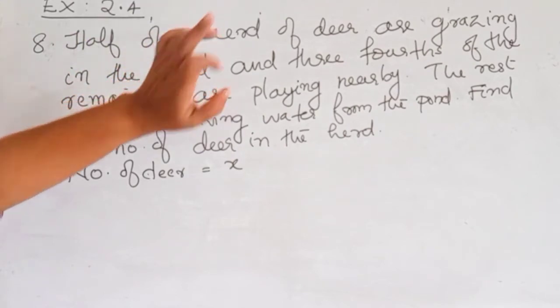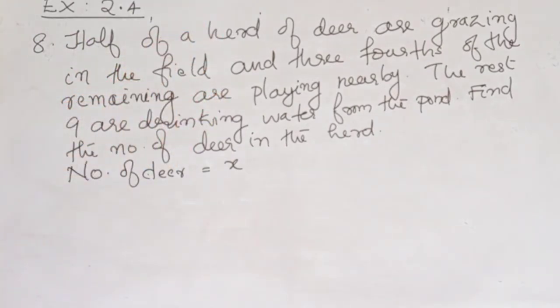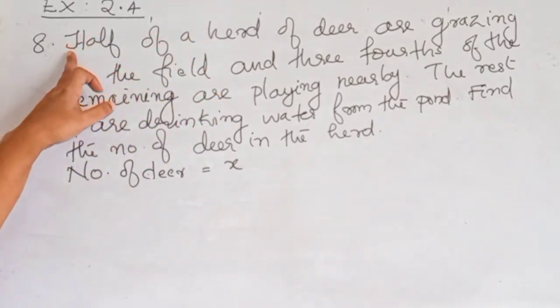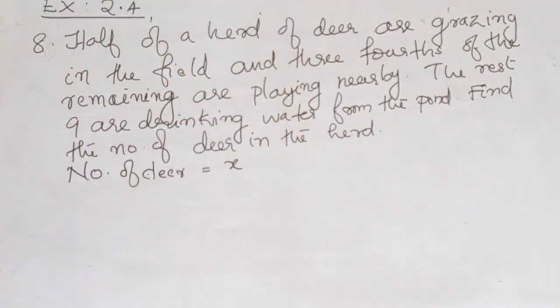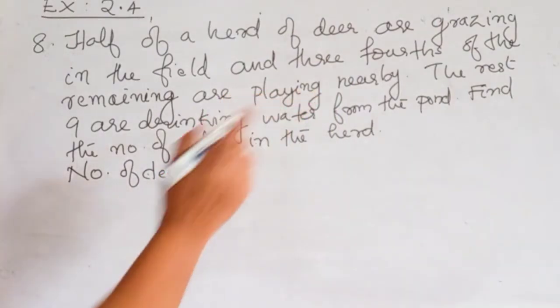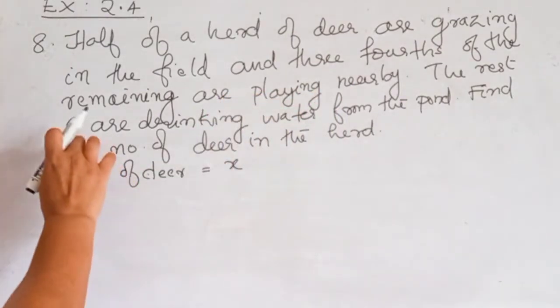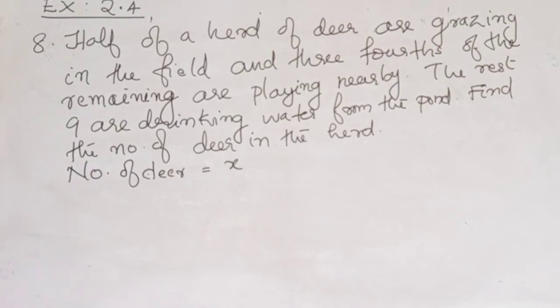Half of the herd. So there are three different types of deer here. Some are grazing in the field, and some are playing nearby, and 9 deer are drinking water from the pond. So some groups of deer are doing different activities. So we can consider them as 3 groups.